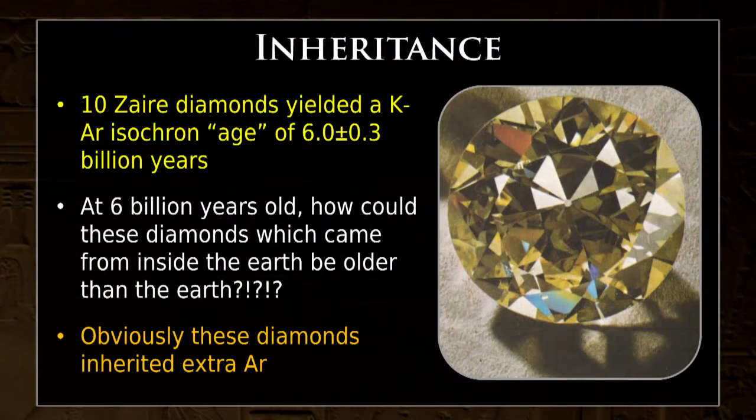Now, another example which startled the scientific community is that they looked at diamonds from what is now called the Democratic Republic of the Congo. Back then it was called Zaire. And they used potassium argon dating on those, and they got results of 6 billion years. Well, they immediately knew that was wrong because the Earth is only supposed to be 4.5 billion years old. So how could the diamonds be older than the Earth itself?